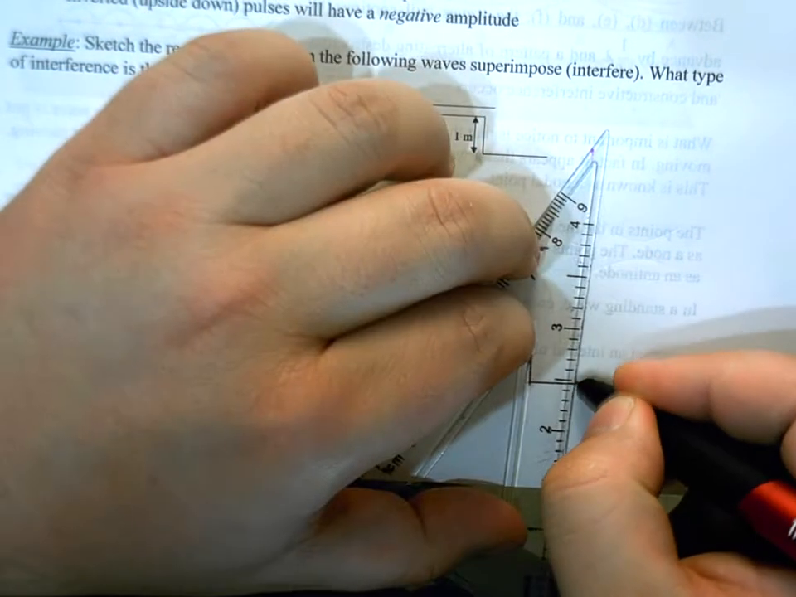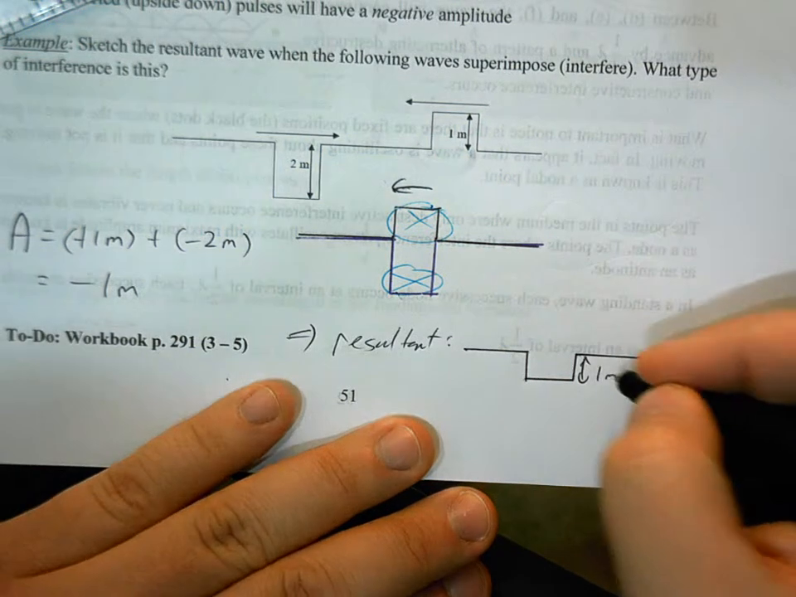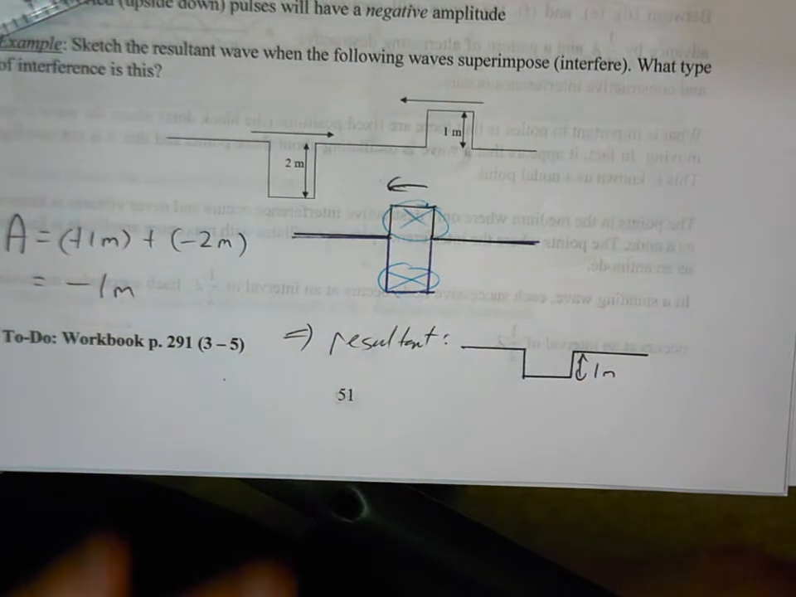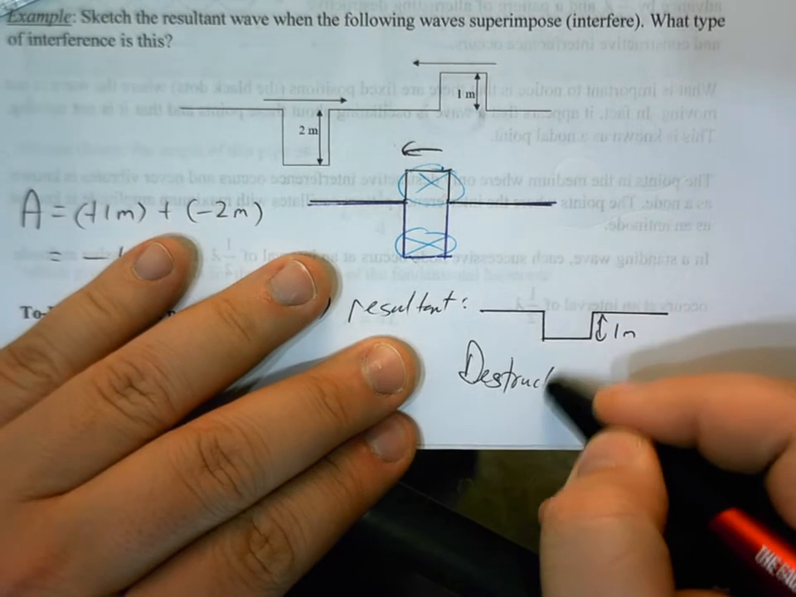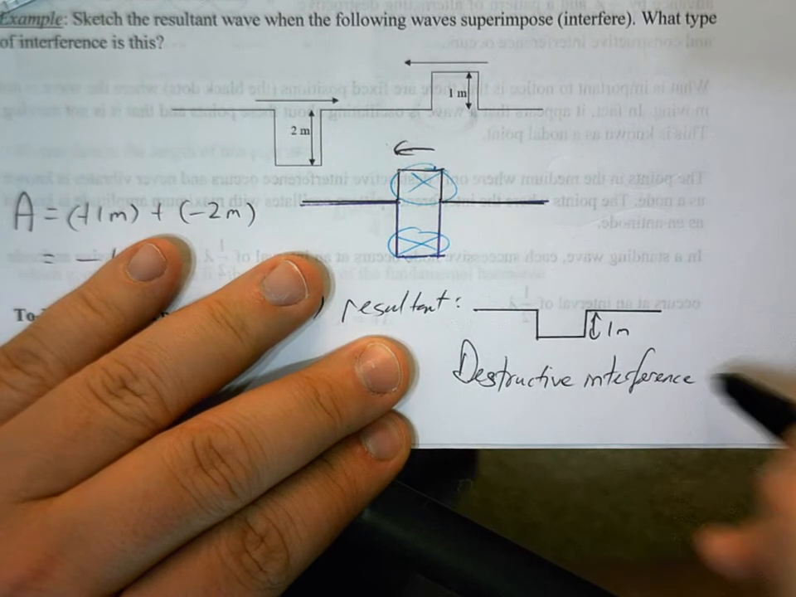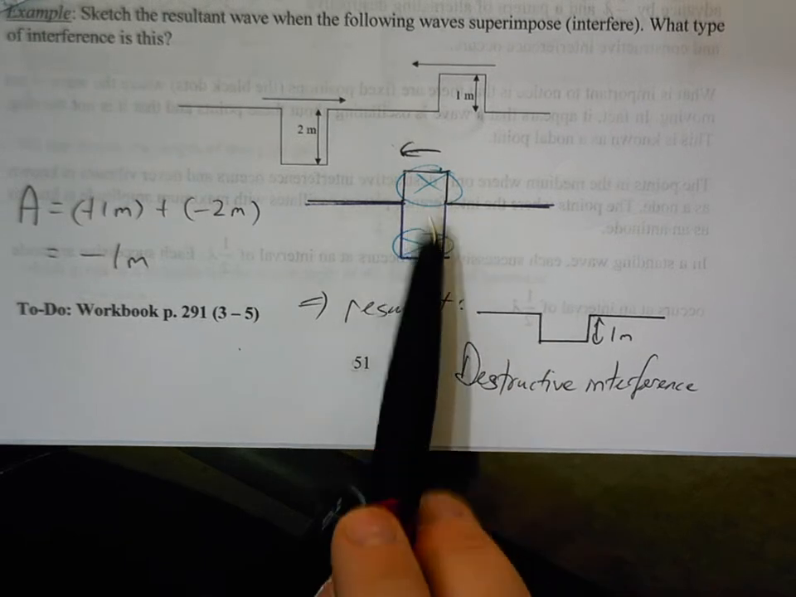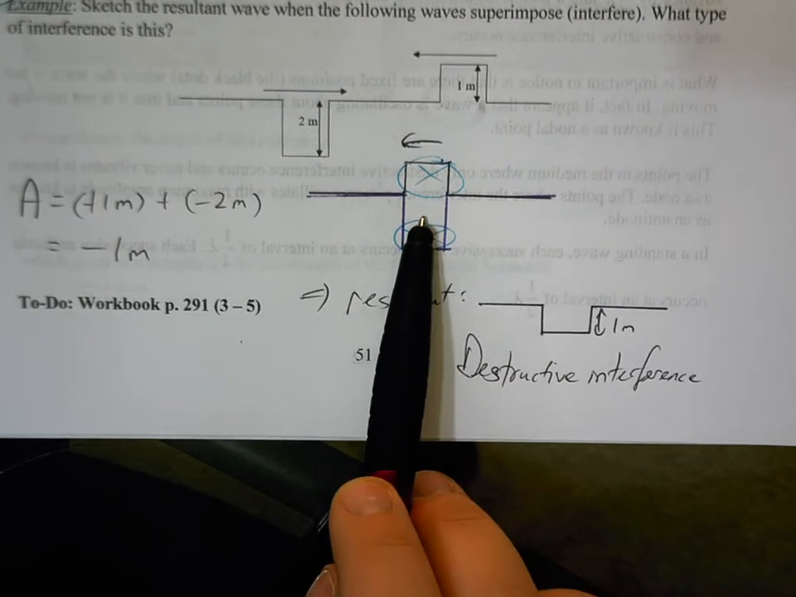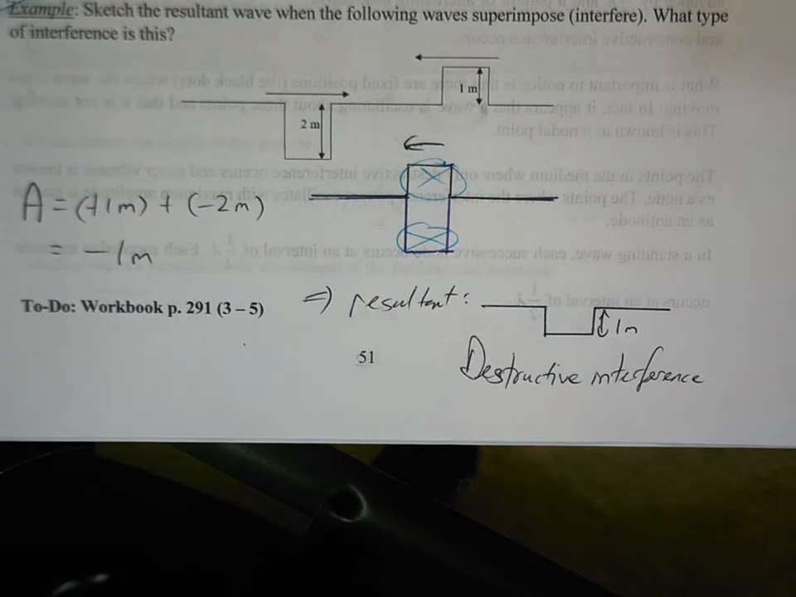So we're just going to have a wave pulse, it's inverted, it's going to have an amplitude of 1 meter below the equilibrium. And because we've created a wave with a smaller amplitude, this is destructive interference. And that's all we mean by applying the superposition principle. We look at a point in time, we add the two amplitudes together, keeping positive above, negative below, and then the resulting value will give us the actual amplitude at that point when they're interfering or superimposing.